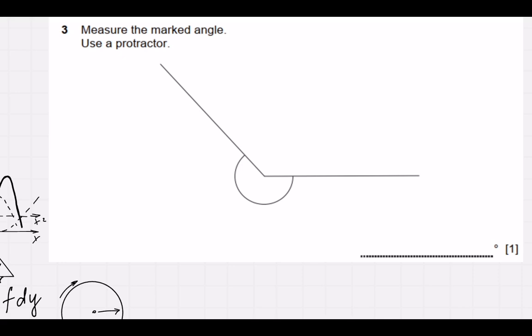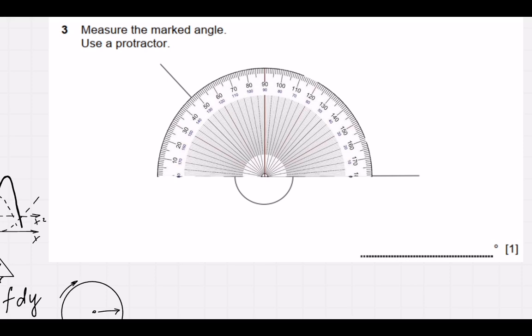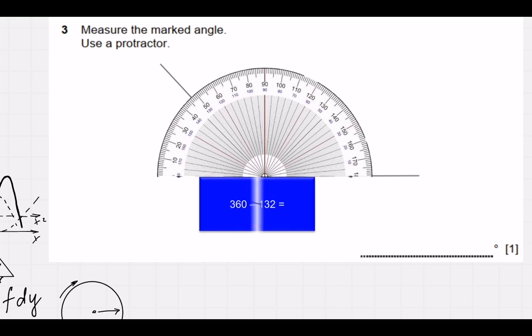Use the marked angle and use a protractor. How can we measure this angle? It's a reflex angle. I don't have a protractor that can give me this angle, but I'll place my protractor on the obtuse angle. It's almost 130, 132. Then I will make it 360 minus 132 to get the reflex angle, which will be 228. So remember, there's no protractor for this. You have to measure the interior angle, the smaller angle, and then subtract it from 360.